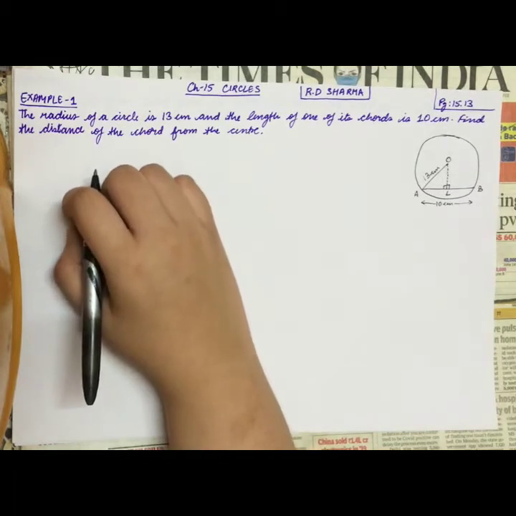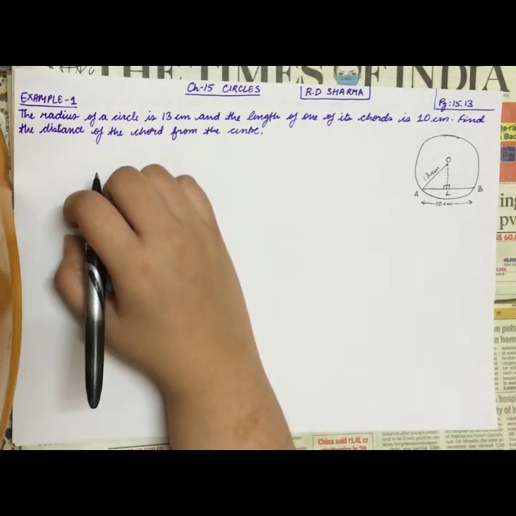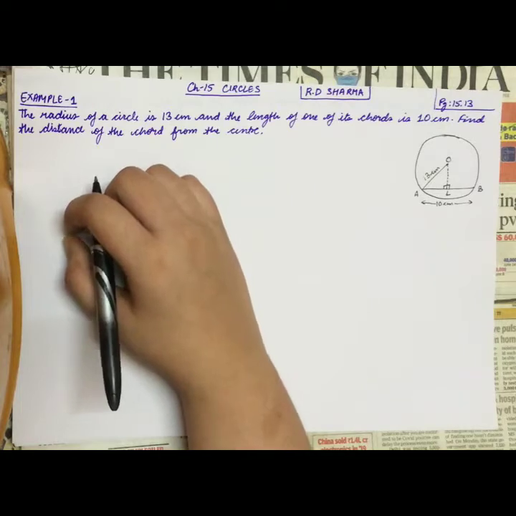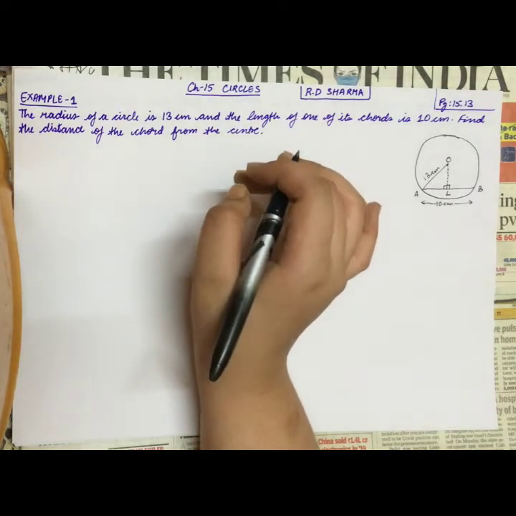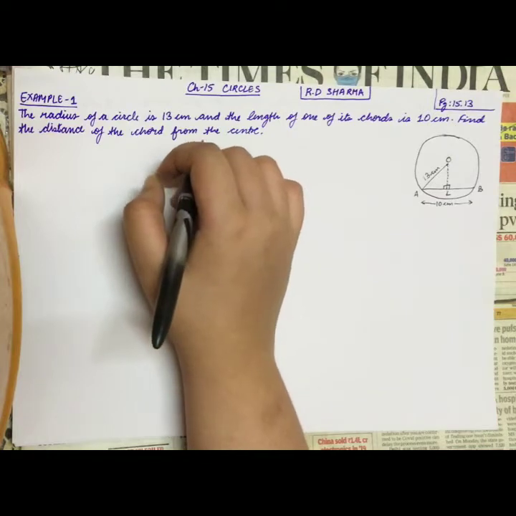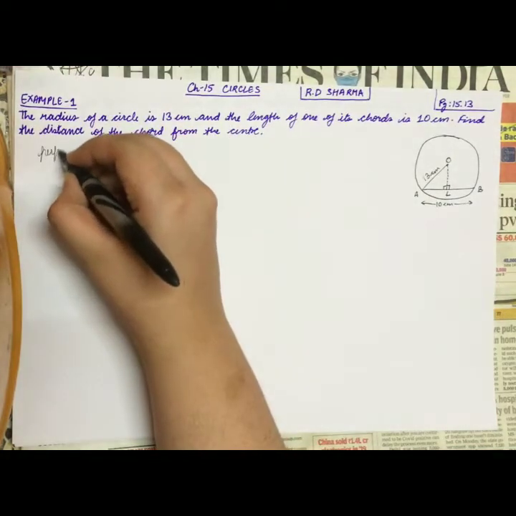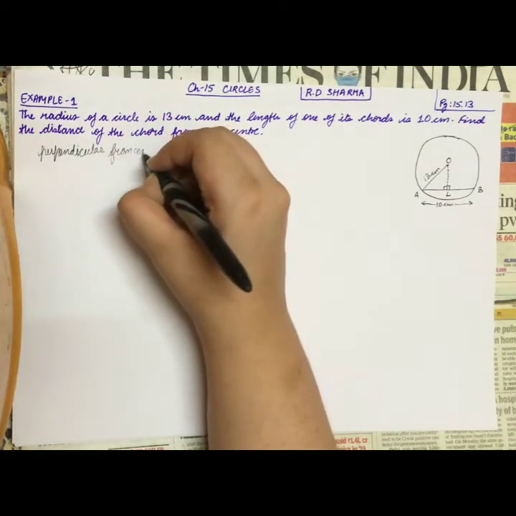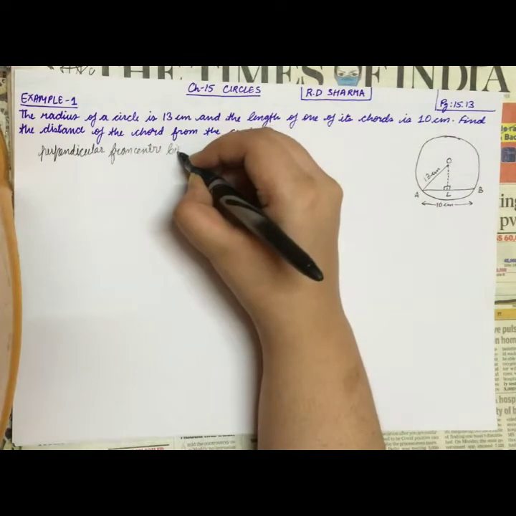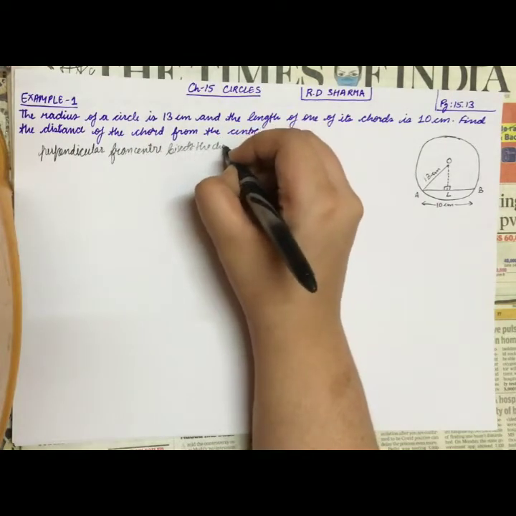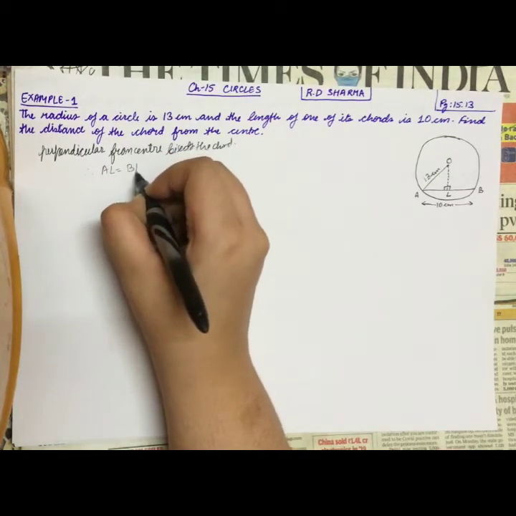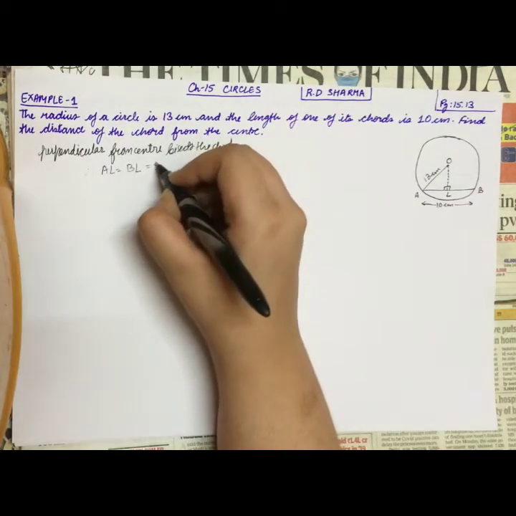The radius of a circle is 13 cm and the length of one of its chords is 10 cm. Find the distance of the chord from the center. Now first we will construct OL which is perpendicular to AB. Since the perpendicular from the center bisects the chord, therefore AL will be equal to BL, which will be half of AB, that is 5 cm.